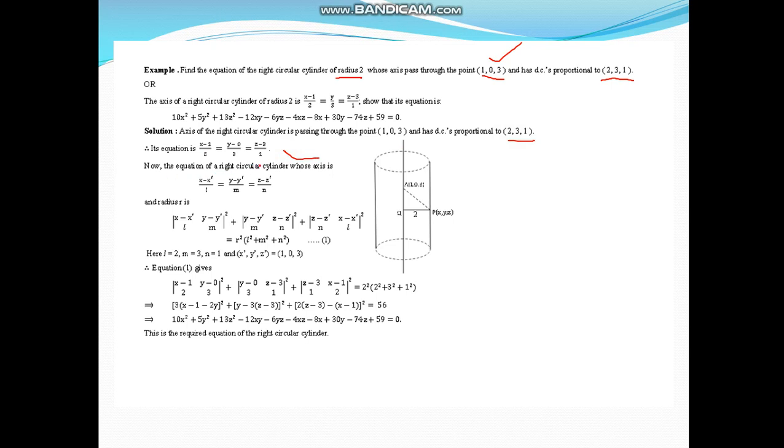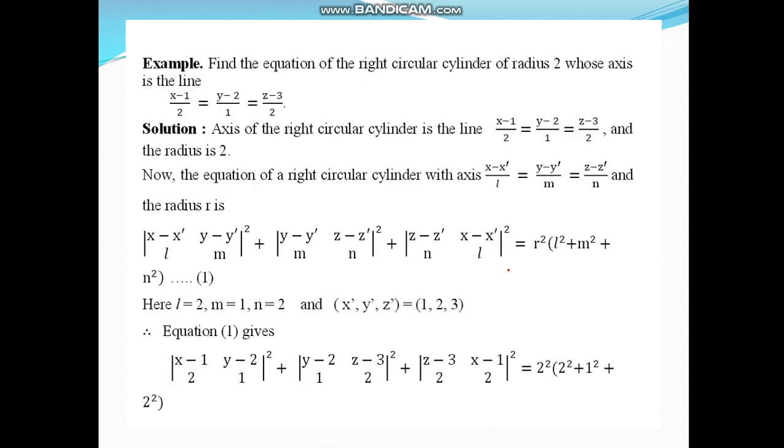Now the equation of a right circular cylinder whose axis is this and radius is r is given by this well known formula. Just substitute here l equal to 2, m equal to 3 and n equal to 1, which are the DRs, and x dash, y dash, z dash equal to (1, 0, 3). So equation 1 becomes this. Simplify fully and the equation of the cylinder will come.